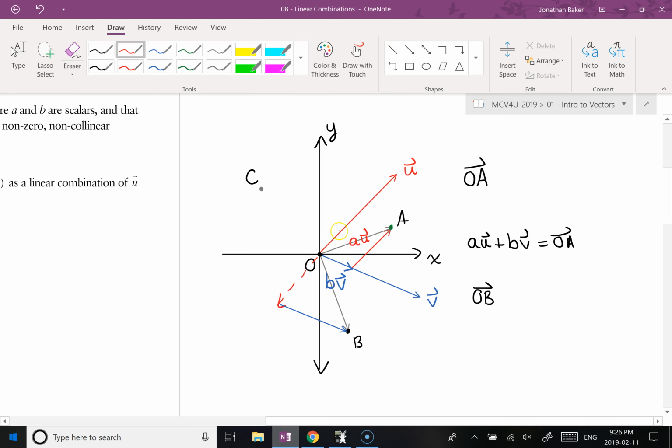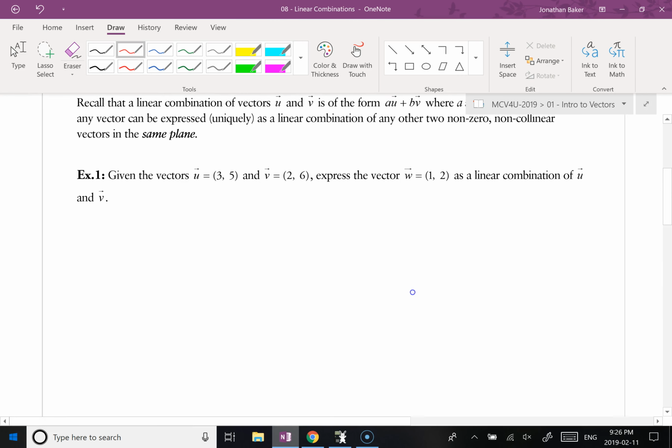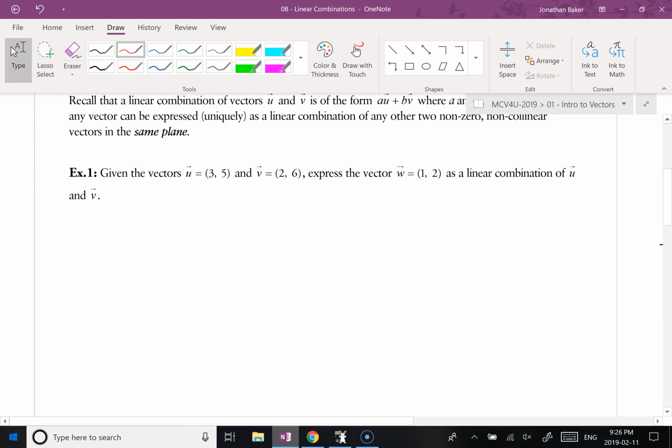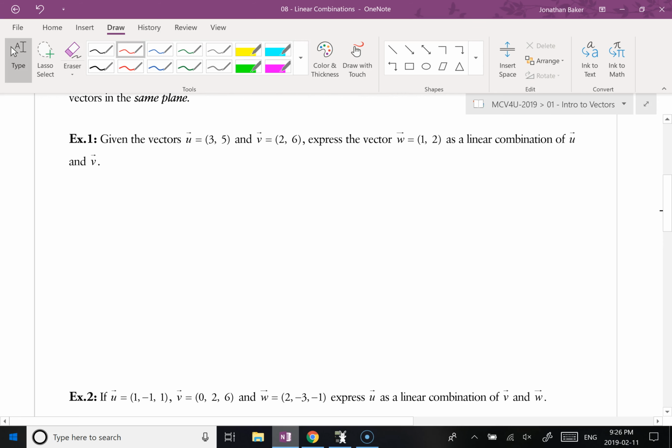So whenever we do this, we have to check for a moment to make sure that the two vectors, U and V, are not collinear. So how can we do that? Well, remember that if they are collinear, what that means is they're a multiple of one another, right?